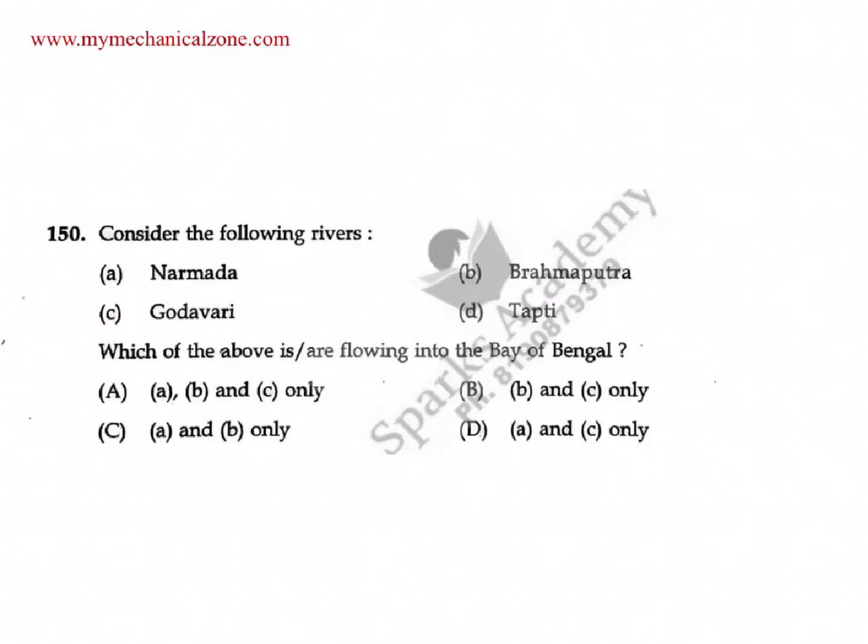This one, flowing into the Bay of Bengal, Brahmaputra near Bangladesh, then Godavari in Andhra Pradesh. Narmada and Tapti both flow into the Arabian Sea. So B is your correct answer.